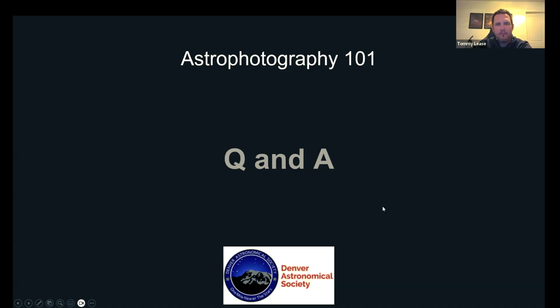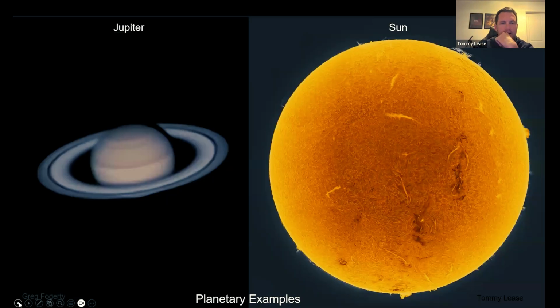He doesn't do much planetary photography, does he? No, I don't. How sure are you that that's Jupiter? I'm pretty dang sure. Maybe you should look at it again. That's Saturn. I see why you guys are laughing. Sorry about that, Greg. Oh boy, I need to get more sleep.